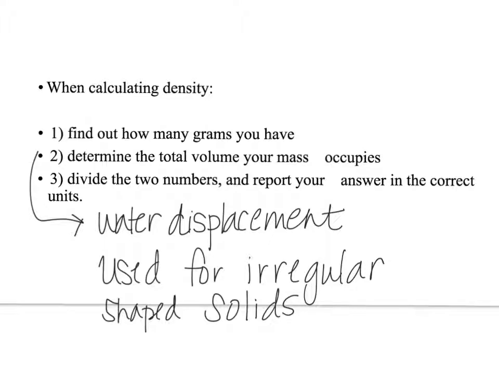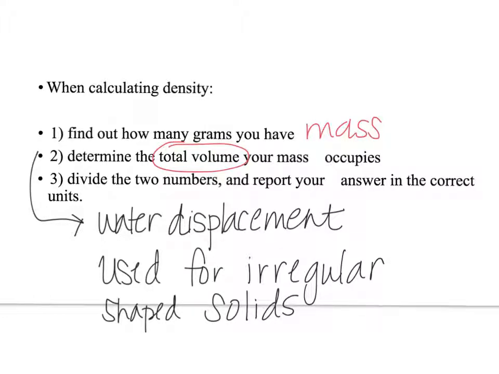Now, when we are calculating density, the first thing we need to do is determine what mass we have, or how many grams the object is taking up. Then we need to determine the total volume that mass occupies. In the case of irregular shaped solids, we're going to use something called water displacement. What that is: we would measure the initial amount of water we had in a container, and then we would lower our object into the water, and then we would see how much the volume rose, and we would subtract those two numbers, and that would be the total volume that our object took up.